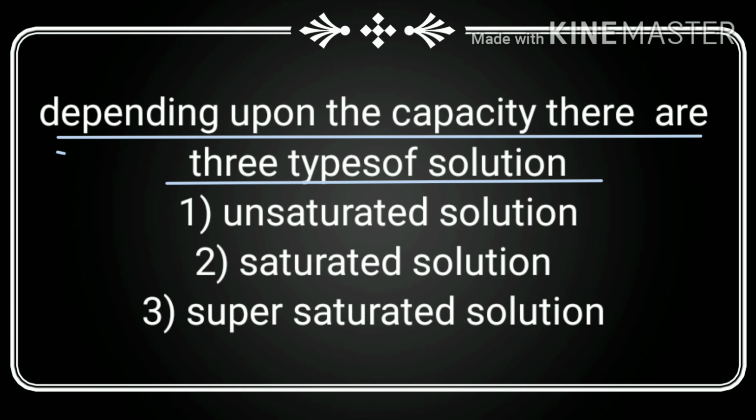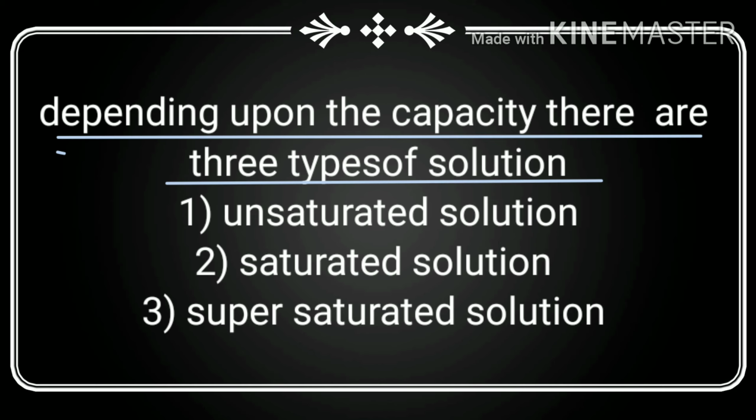The first one is unsaturated solution. Unsaturated solution means the solute is less when you compare it with that of the solvent. Here the solute molecules will be less compared to the solvent molecules. The second one is saturated solution, which you already know. The third one is supersaturated solution. In this, the amount of solute is very much high compared to the solvent, and that is why it is called supersaturated solution.